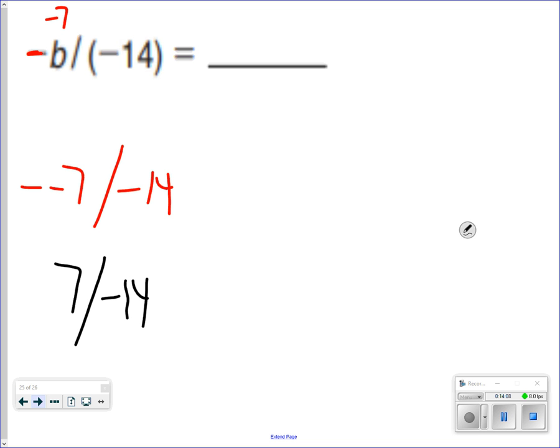Now, I know a lot of you are going to give me a 2 for an answer, but 2 is not the answer to this because 14 divided by 7 is 2. So you're going to have to go, well, by the way, I have a negative and a positive, so my answer is going to be negative. I have to go 7 divided by 14. How many 14s go into 7? 0.